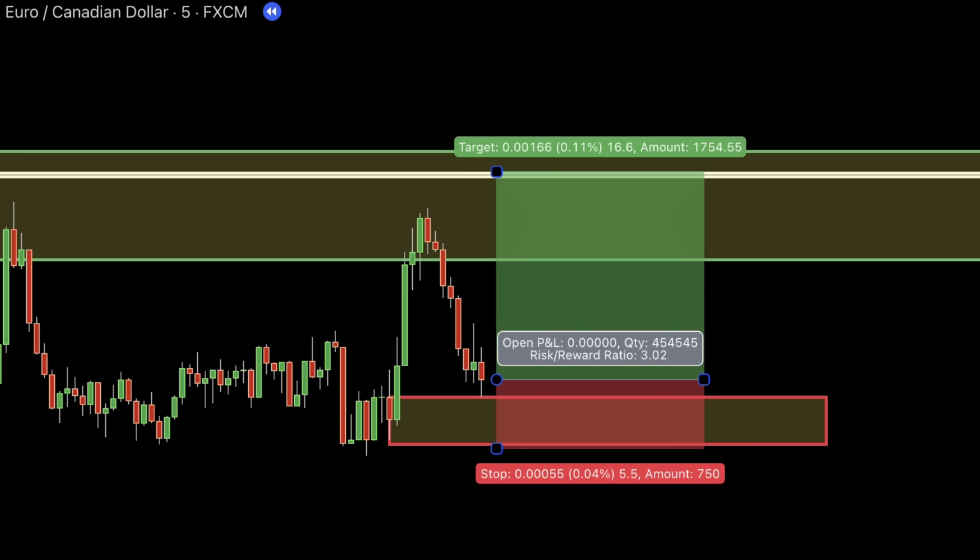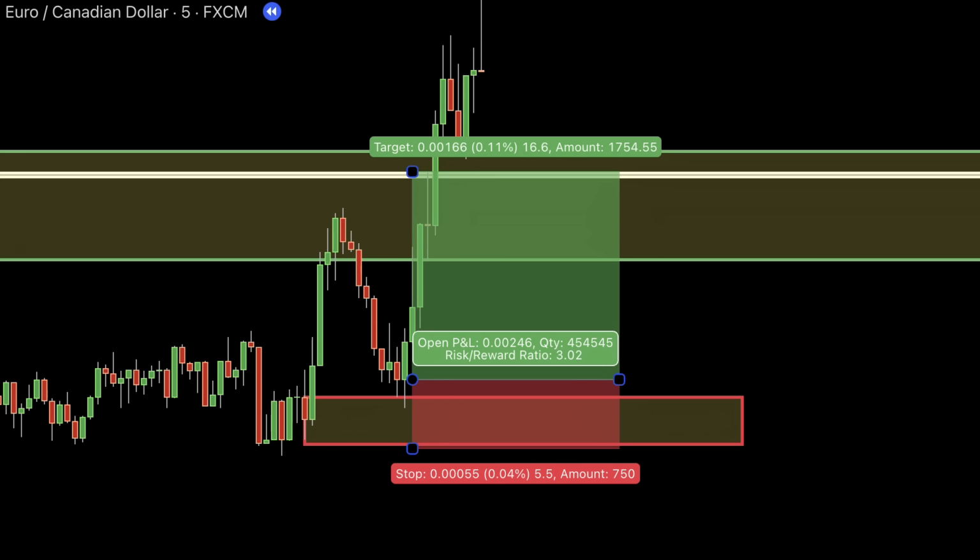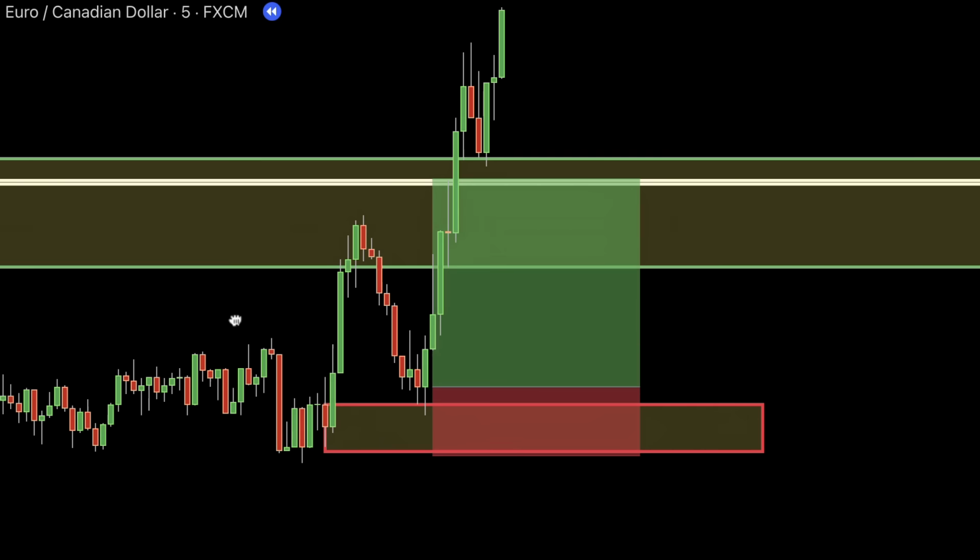Since price has already broken through this area on the higher time frame, the move we're seeing on the 5-minute chart is likely only a temporary retracement. This trade offers a 3-to-1 reward-to-risk ratio, which fits perfectly within our risk management rules.